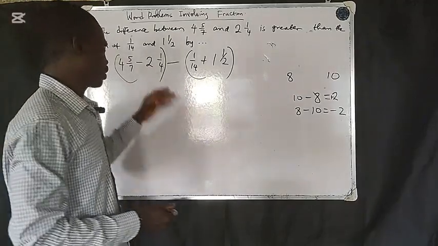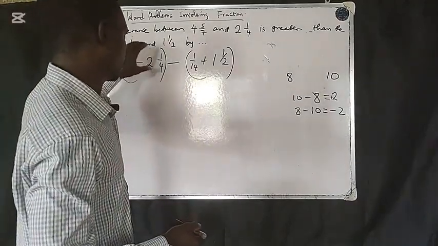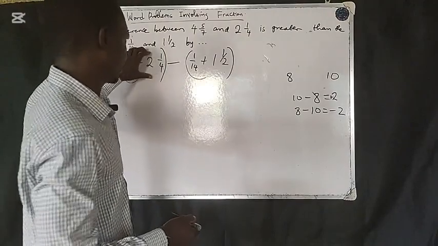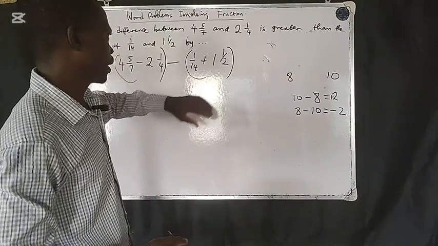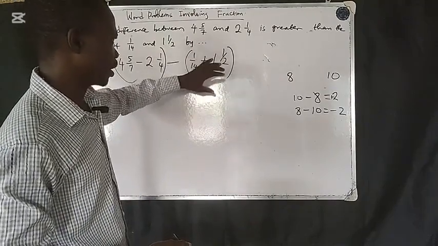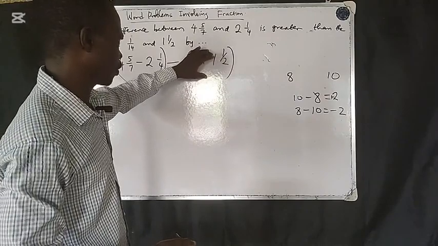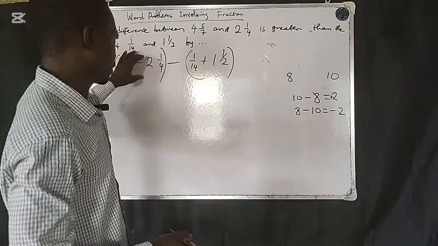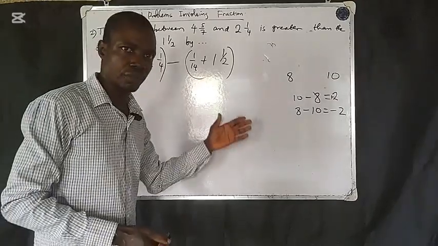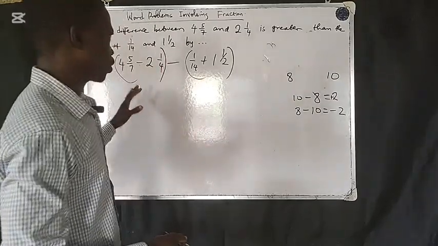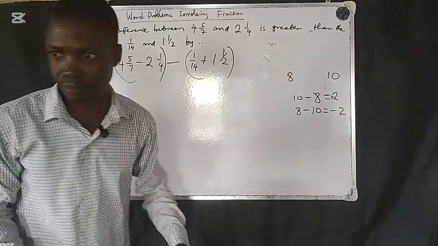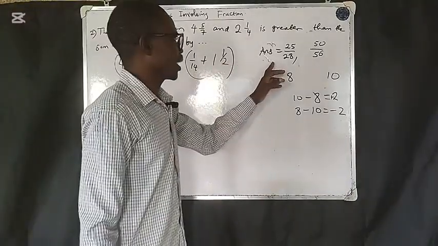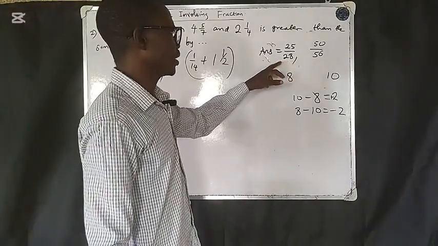That's the meaning of the difference between these two pairs. The difference between them is bigger than the sum of these two. That means if we remove the sum of these two from this place, we are still going to be left with a positive number. If you solve it correctly, you are going to get the right answer. The right answer is actually 25 over 28.